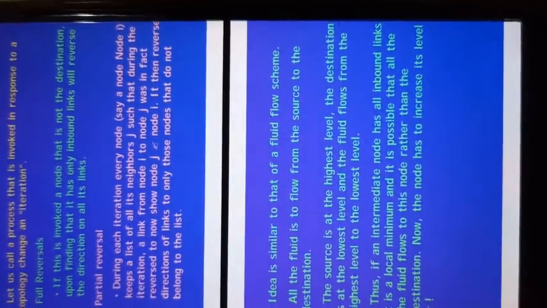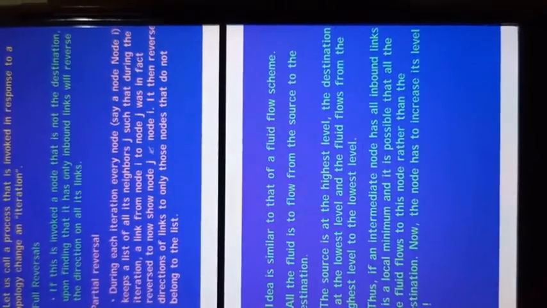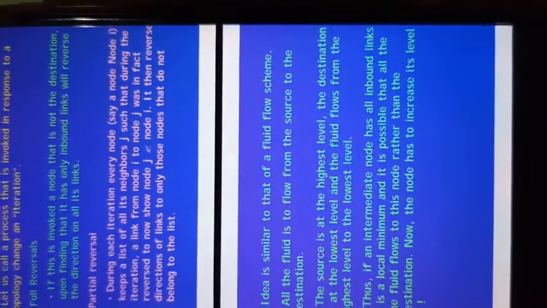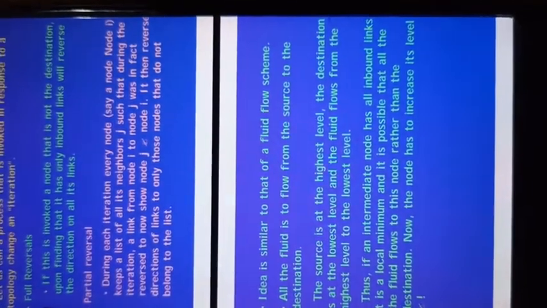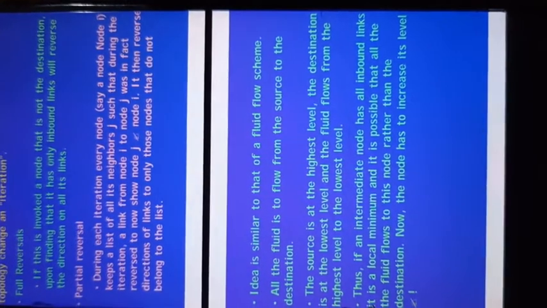So what is the partial reversal? In partial reversals, during each iteration, every node, say node I, keeps a list of all its neighbors, say J nodes, such that during the iteration a link from node I to node J was in fact reversed to show node J is not a neighbor of node I. It then reverses the direction of links to only those nodes that do not belong to this list. So this is the partial reversal.